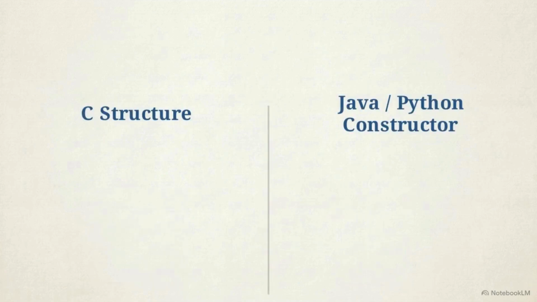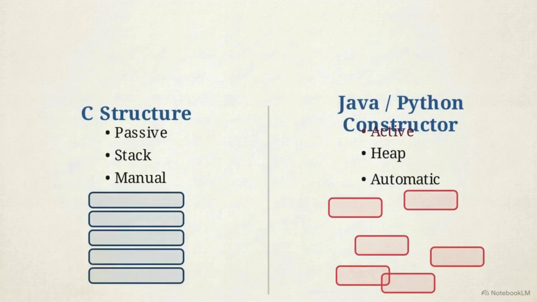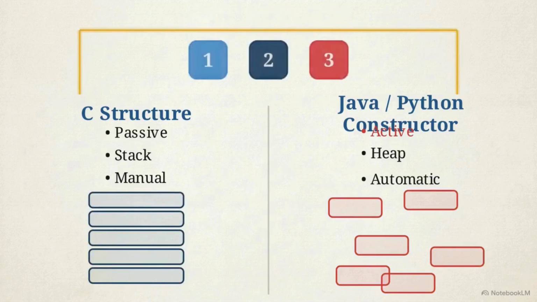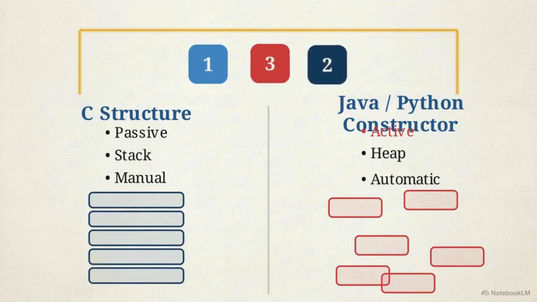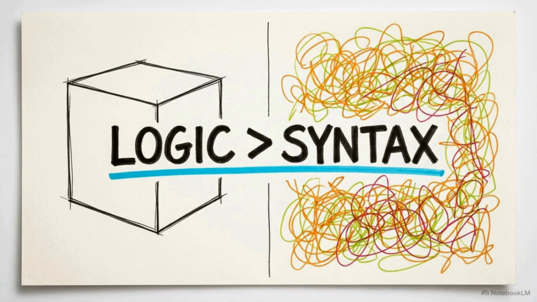Java and Python work differently. They use constructors, specialized blocks of code that automatically initialize data on the heap the millisecond the object is created. But despite this shift between the stack and heap, the sorting algorithm we built remains untouched. The logic remains the same, only the form changes. Focus your practice on mastering these underlying structures, and the syntax will follow.